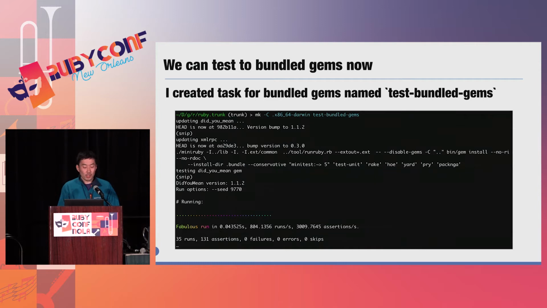So I created an experimental implementation called the test-bundled-gems task. This task invokes the test suites of bundled gems, running with the development version of the Ruby interpreter. I am trying to integrate this task into our CI now. So we can guarantee that all bundled gems work with the development version of the Ruby interpreter every day.